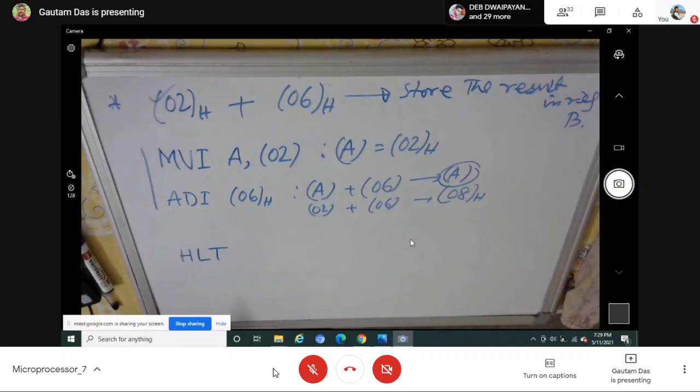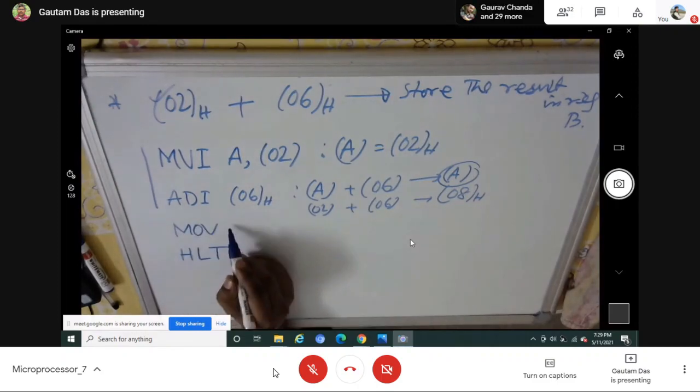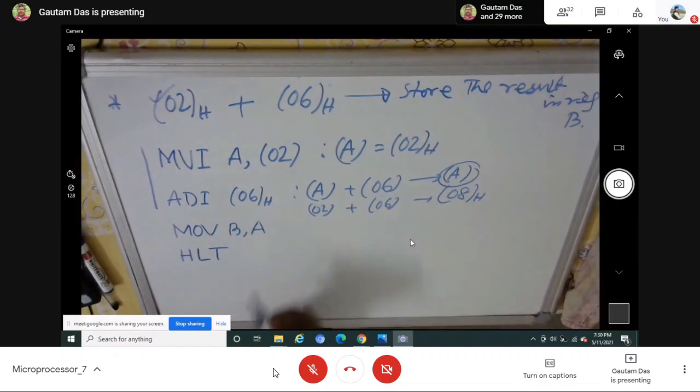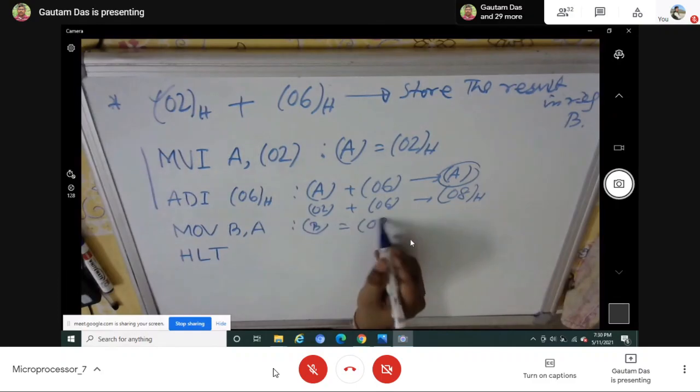That is transfer of data between two internal registers. So what is the instruction? MOV. What is the destination register? Operand destination register is B. Where is the source register? A. That means after this instruction, your B content will also be equal to 08. That means you have stored your result in register B.